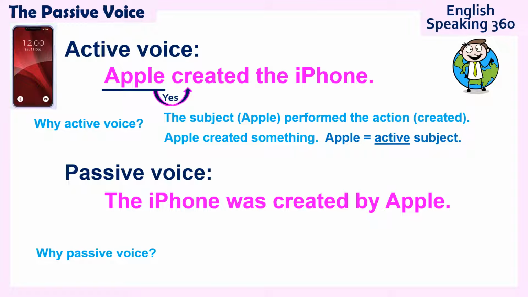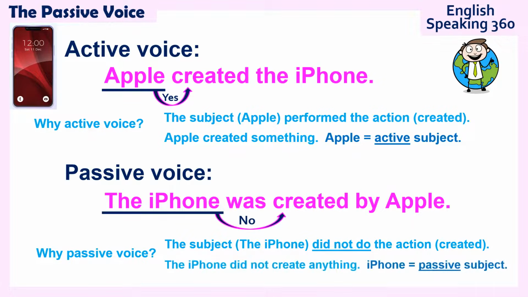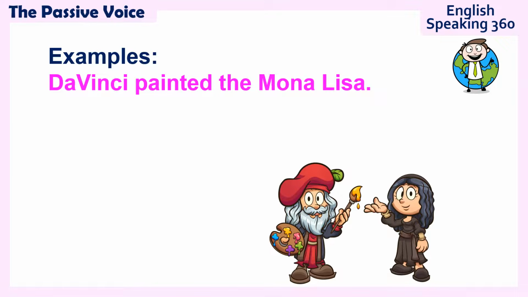Now, why is the second one the passive voice? Because the subject, the iPhone, did not do the action. The iPhone did not create anything. So the iPhone is a passive subject. The iPhone is receiving the action of the verb. It is not doing it.